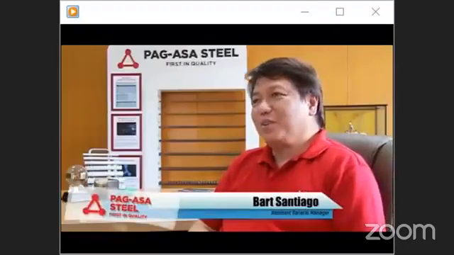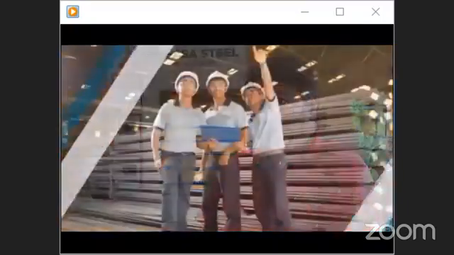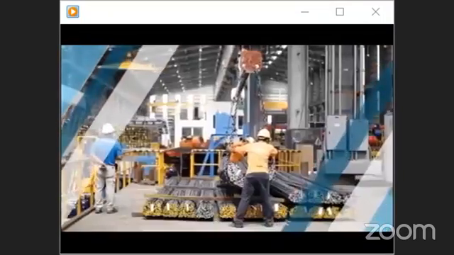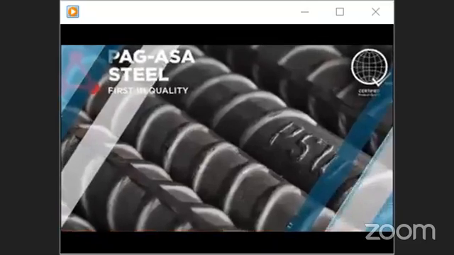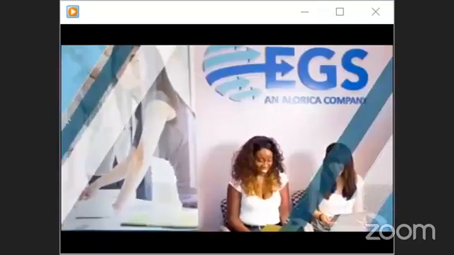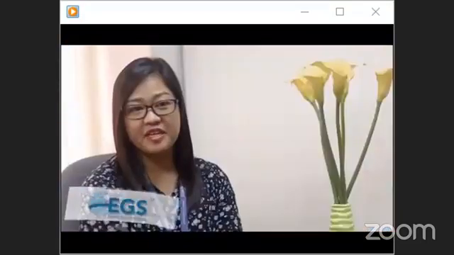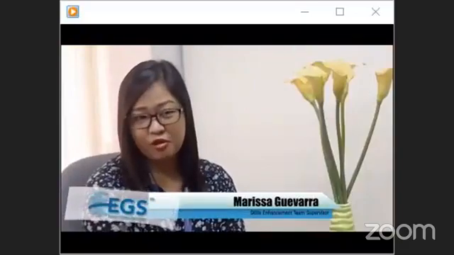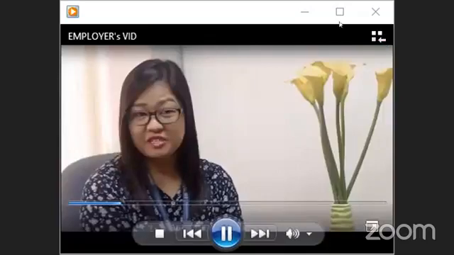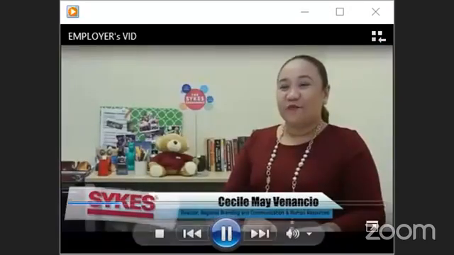Pag-asa Steel supplies concrete reinforcing bars to the Philippines' booming construction industry. We have been the leading supplier of quality steel bars for the past 52 years. EGS is an Alorica company. It is one of the fastest growing BPO companies in the Philippines right now. I'm Cecil Venancio and I'm Branding and Communications Director of Sykes Asia.